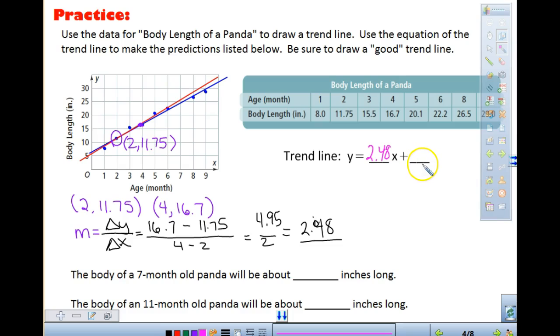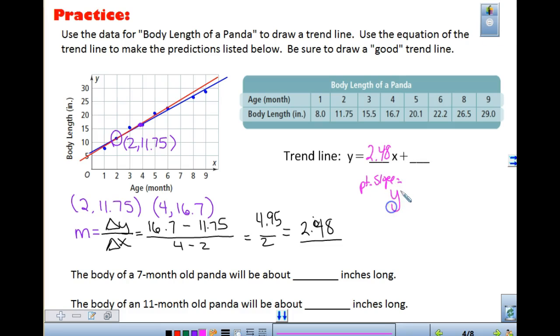Now we need to find the y-intercept. So we are going to go to point slope form. Point slope form looks like what, Cassandra? Tell me. Y equals M, X1. Which point do you want to use? 2, 11.75, 4, 16.7. It doesn't matter. You just got to pick one. Okay? So we're using the first one.